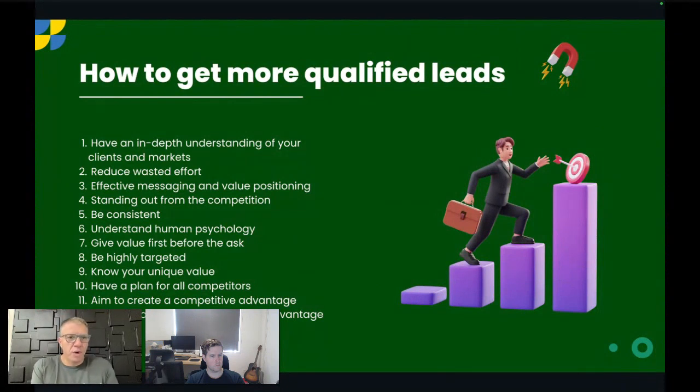Secondly, we want to reduce the wasted effort. So much of the lead gen effort you'll do probably won't produce results in the instant. So what we want to do is compound or repurpose our effort so we get a compounding effect over time. Then we end up having far more outcomes from effort, which will improve more qualified leads. We want more effective messaging and value positioning, which comes hand in hand with understanding the in-depth nature of your clients and markets.